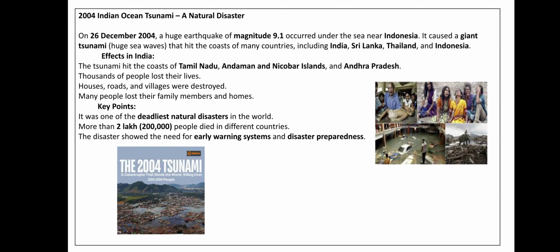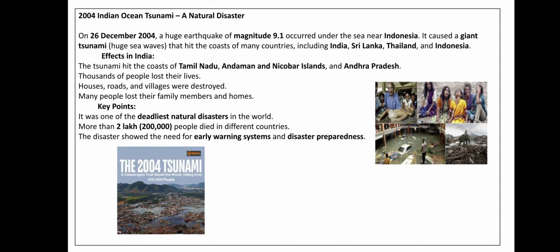तो जब ये 2004 में इंडोनेशिया में मैग्नीट्यूड 9.1 का भूकंप आता है, तो बहुत सारी कंट्रीज इफेक्टेड हुई, जिसमें इंडिया भी आता है, श्रीलंका, थाईलैंड, इंडोनेशिया। उसके इंडिया में इफेक्ट क्या हुए? तो the tsunami hit the coast of Tamil Nadu, Andaman and Nicobar and Andhra Pradesh. Basically, it hit the eastern coast of India, states like Tamil Nadu, Andaman and Nicobar and Andhra Pradesh. Thousands of people lost their life, हजारों लोगों की जिंदगियां गई। Houses, roads, and villages were destroyed. Basically, infrastructure had been completely destroyed. Many people lost their family members and homes.